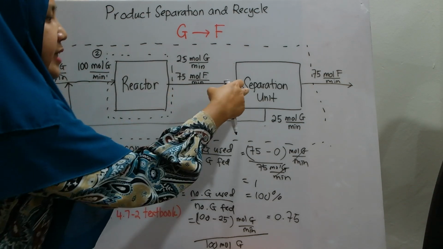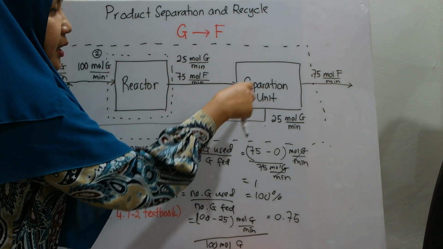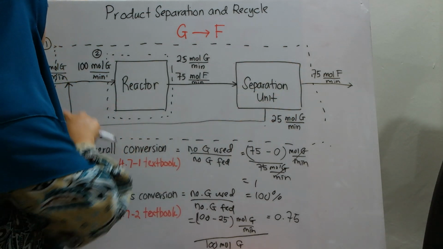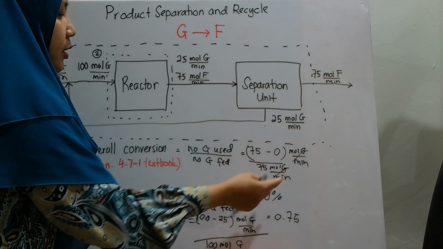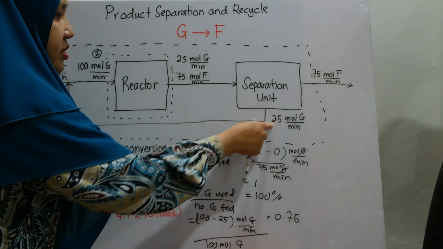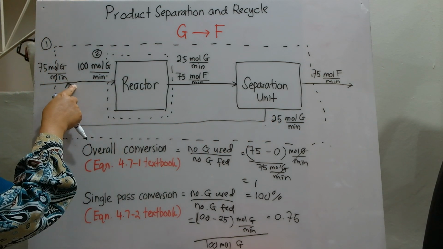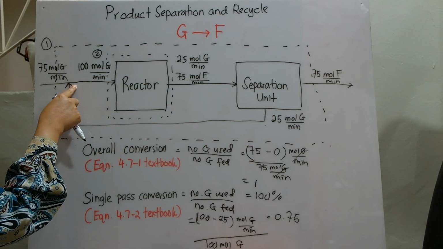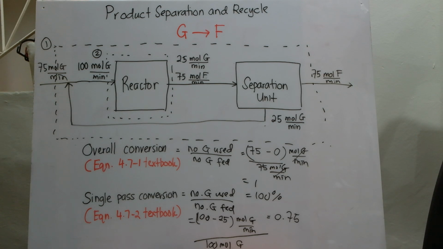However, if we add in the separation unit, we obtain 100% conversion of G, because we cycle our G back into the process line. I hope you understand this concept. I will give you more tutorials for you to get familiarized with it.